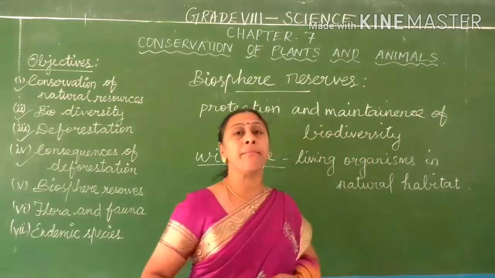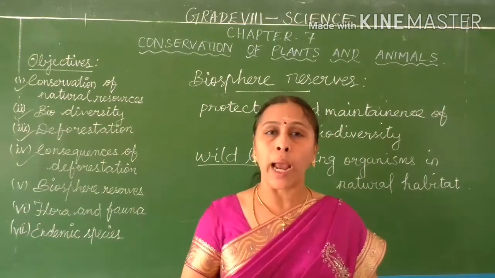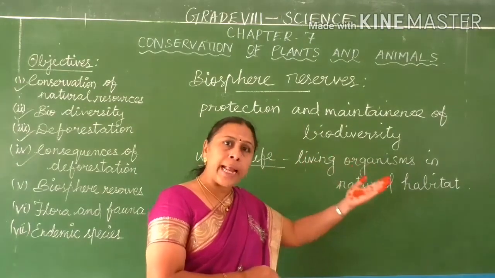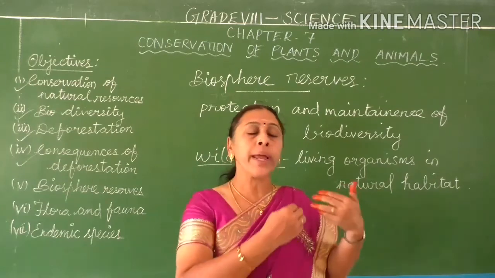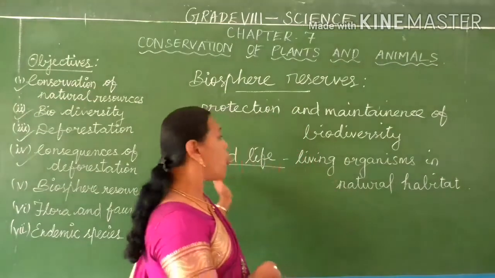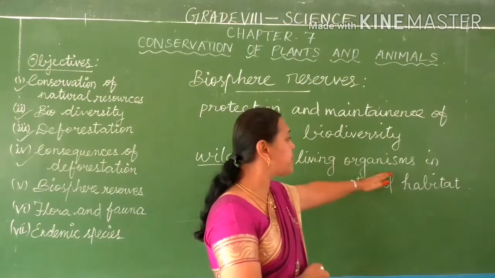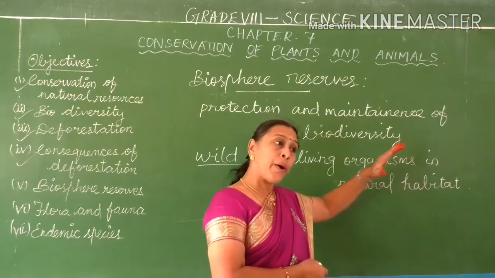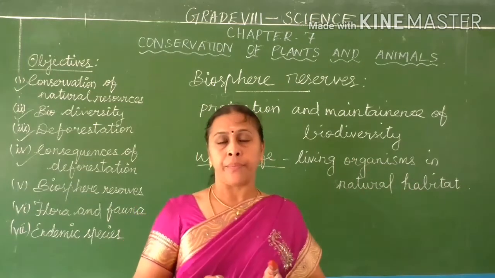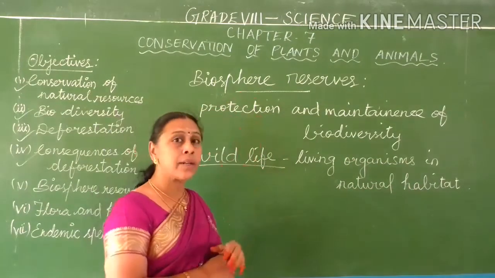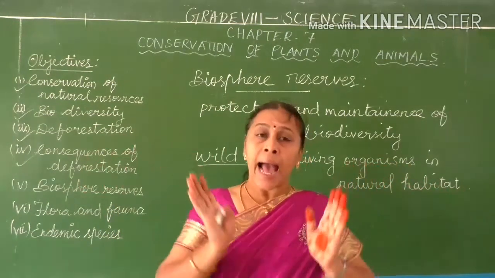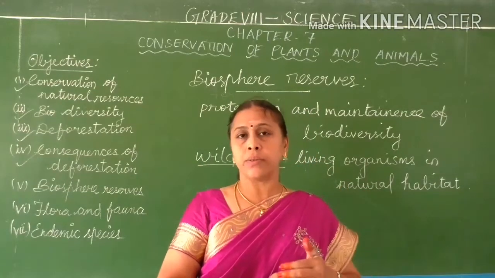The animals live very freely in their natural habitat, wild animals. They are called wildlife. And plants grow naturally. We are not growing or doing vegetation there. Naturally they are all growing. That is called wildlife, living organisms in natural habitat. To protect this wildlife, the government has taken steps to conserve them. One such step is biosphere reserves. They maintain certain large areas as protected areas to conserve these things.